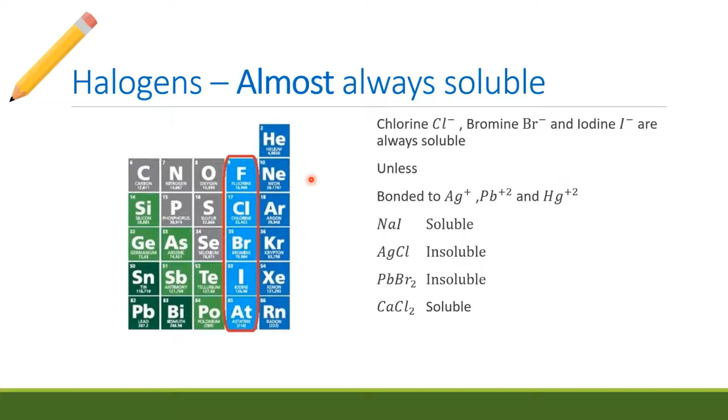So let's have a look down this list here. Sodium iodide. Well, iodide is always soluble unless it's bonded to Ag, Pb, or Hg. None of those are Na, so therefore tick, it's soluble. Cl is soluble unless it's bonded to Ag, Pb, or Hg. Oh, it is bonded to Ag, silver, therefore it's insoluble. Lead bromide, same problem. You've got lead, that's one of the banned substances, so it's insoluble.